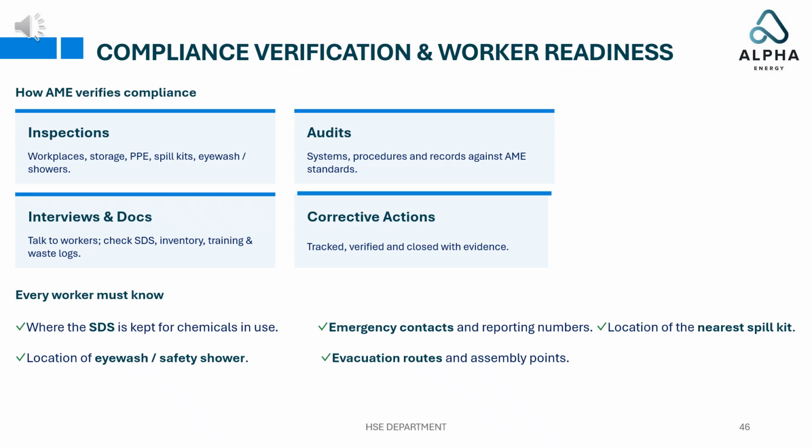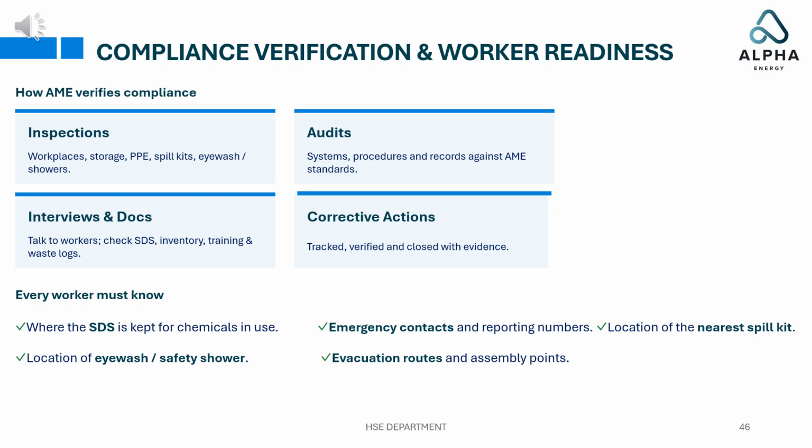Third, interviews and document checks. We talk to workers to make sure they understand the procedures. We check SDS availability, chemical inventory, training records, and waste disposal logs. This helps us verify that the system is actually working. Fourth, corrective actions. When we find issues, we track them, verify the fixes, and close them with evidence. Nothing gets forgotten or left unfinished.